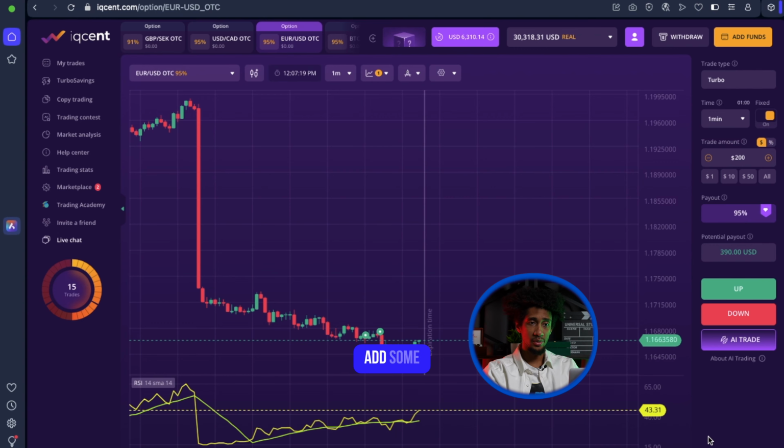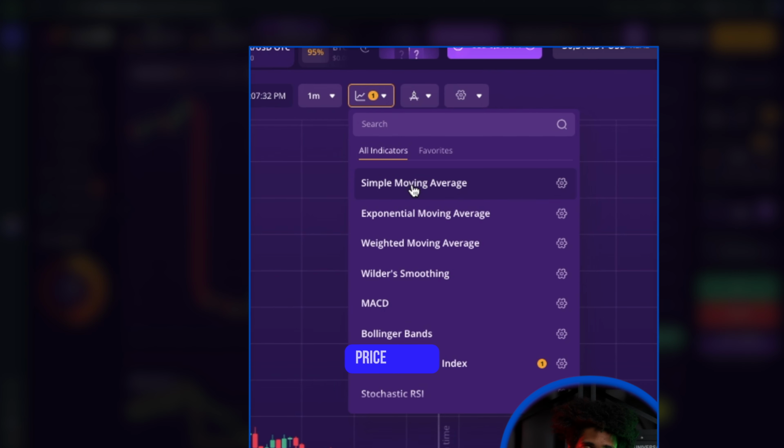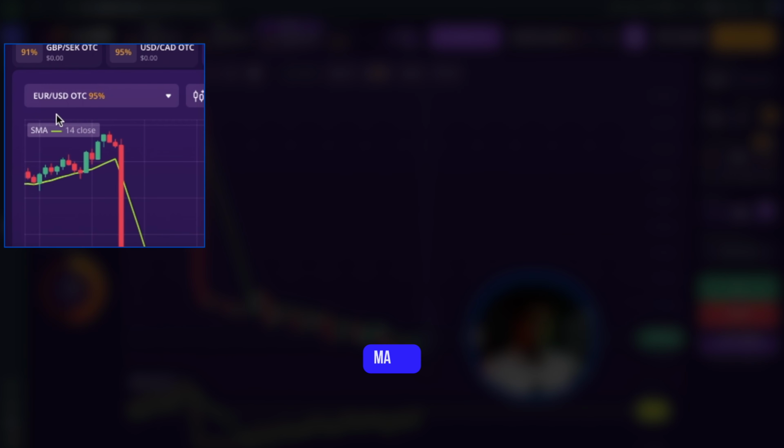Now let's add some more trend tracking. Next tool, moving average, or MA for short. This indicator shows the general direction of the market, up or down. I'm adding it right now. Let's move line following price action. That's your MA. I'm setting the period to 14, a classic setting.